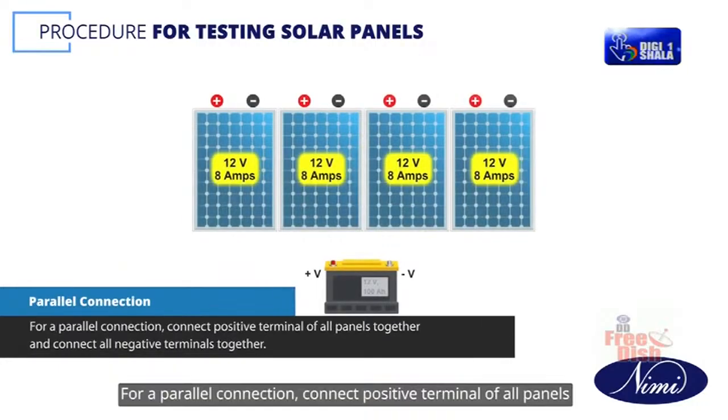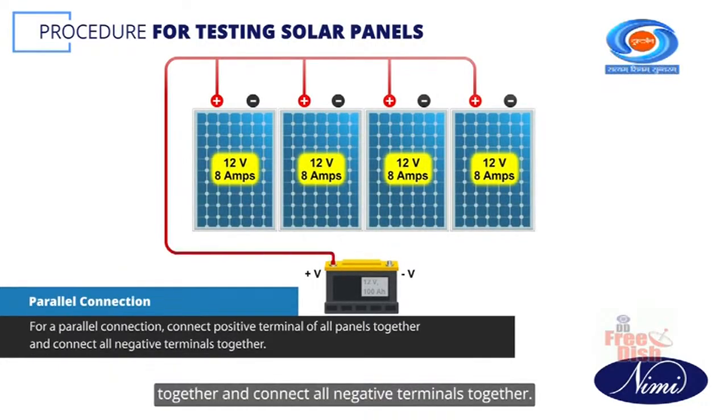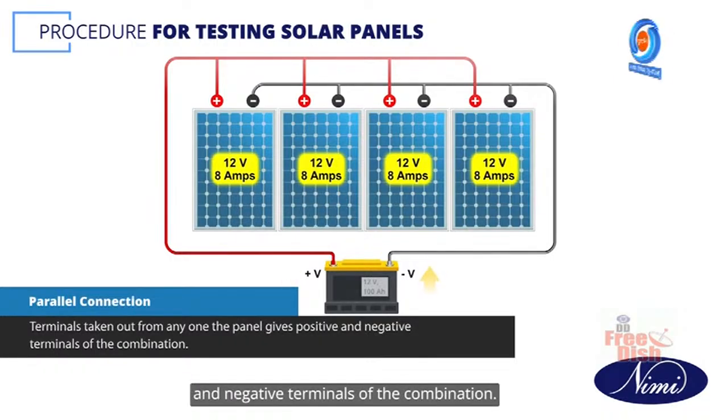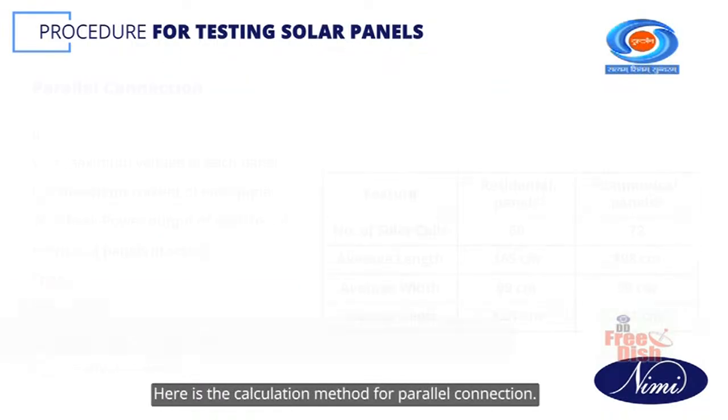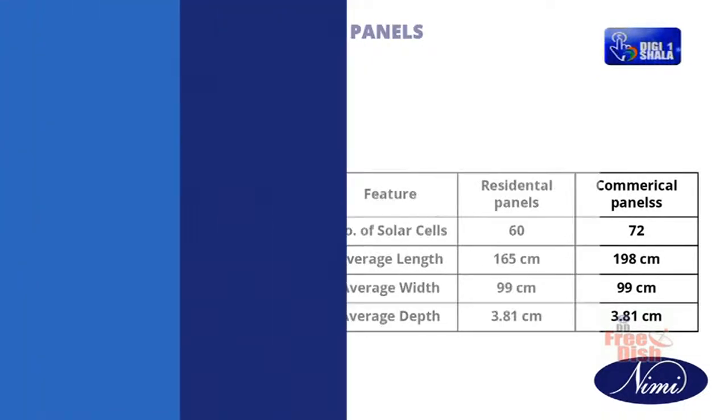For a parallel connection, connect the positive terminals of all panels together and connect all negative terminals together. Terminals taken out from any one of the panels give the positive and negative terminals of the combination. Here is the calculation method for parallel connection.